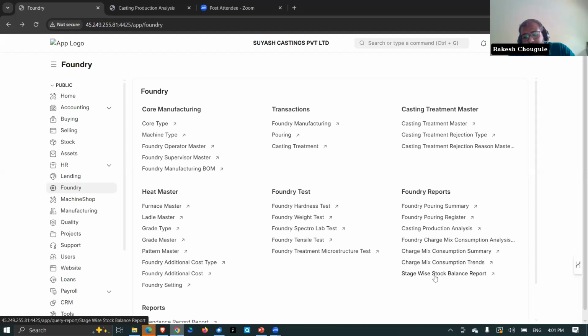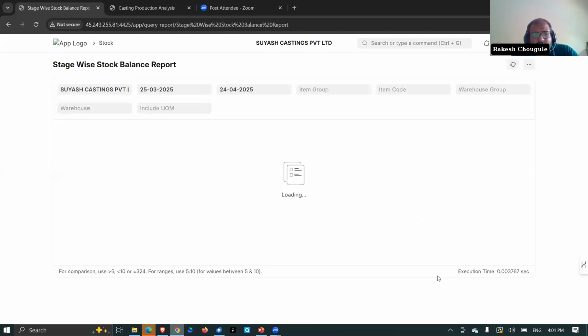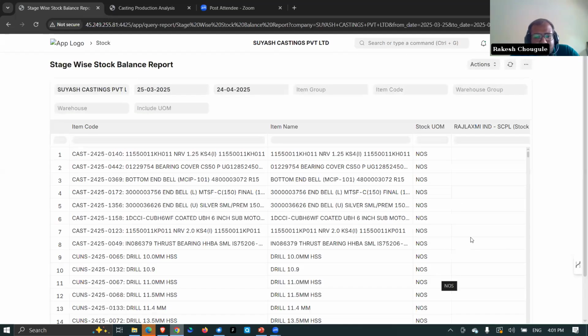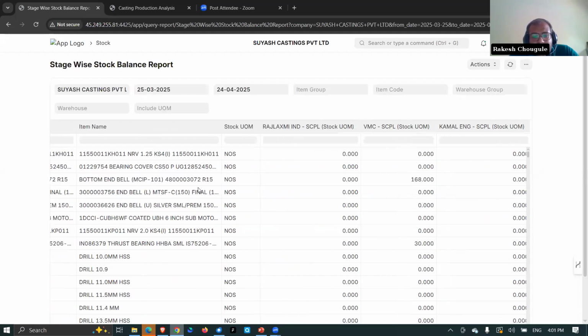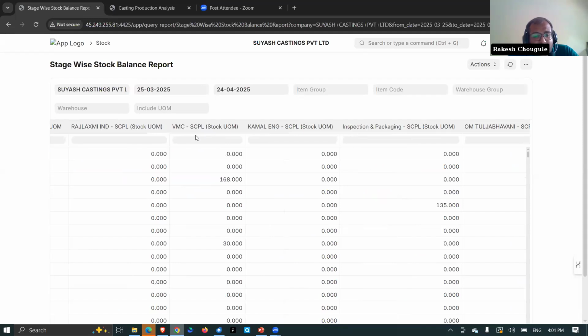Here you can see the stage-wise stock balance. This is the stock balance report which we have pivoted. Here you can see the particular casting and the location of this particular casting, where it is located right now. Here you can see all my subcontractors are there. 160 quantity is available in VMC for it.